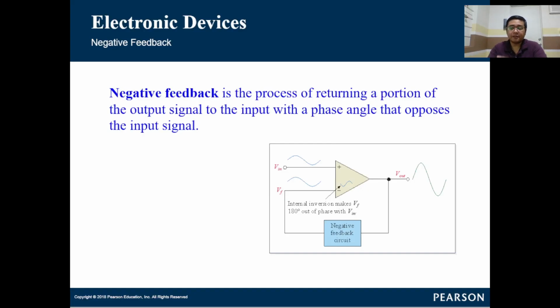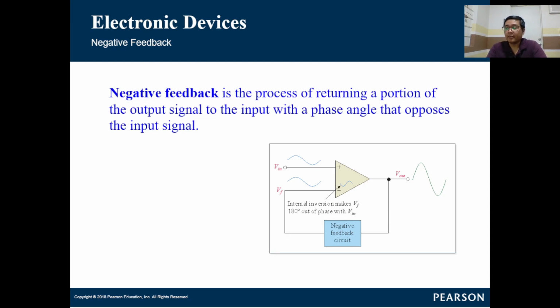Welcome class. In this video lecture, we're going to discuss the effect of negative feedback in an operational amplifier, or op-amp. In our previous video lecture on comparators, ginamit natin ang open loop for the op-amp, which means that the voltage gain is really high that will drive the output to positive or to negative saturation.